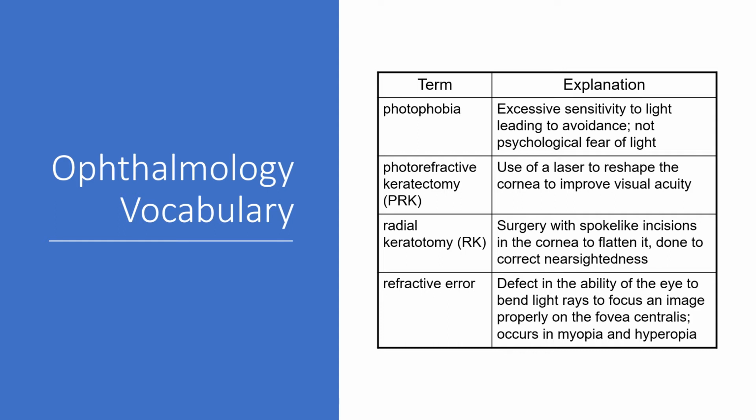Radial keratotomy is a surgery with spoke-like incisions in the cornea to flatten it, and this is done to correct nearsightedness. And a refractive error is a defect in the ability of the eye to bend light rays to focus an image properly on the fovea centralis. And this occurs in myopia and hyperopia.